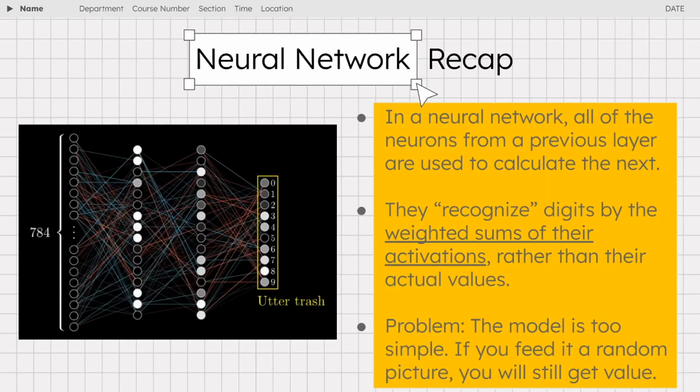To recap from what we learned last week, a neural network is a computer system that has many artificial neurons that work together to produce a result, or an output. In a neural network, all of the neurons from a previous layer are used to calculate a single neuron from the next. All of these to the first one, all of these to the second one, all of these to the third one, and so on until we fill out the entire second layer. And we repeat this process from the second layer to the third layer, and from the third layer to the final layer, which will be our output.